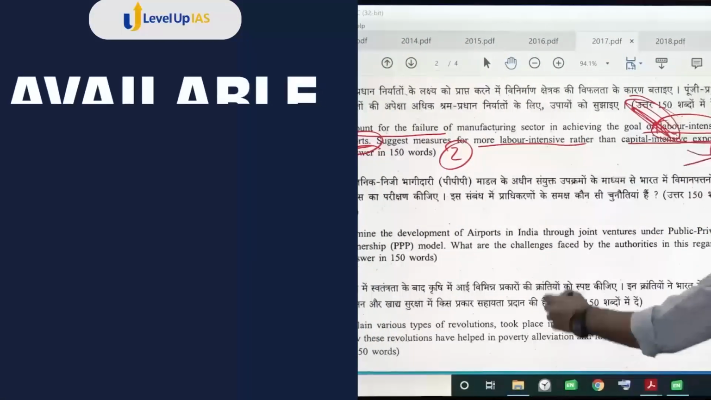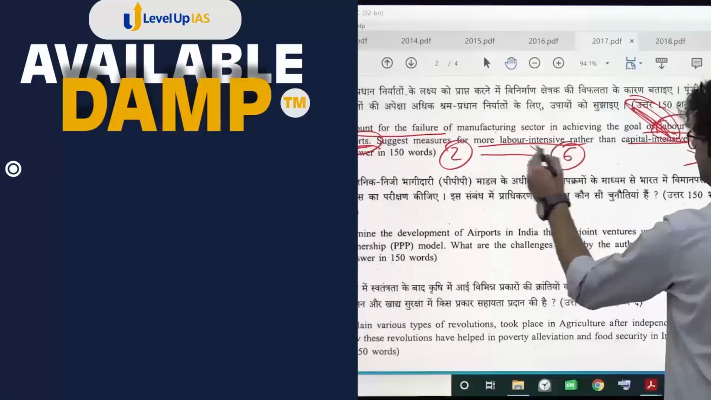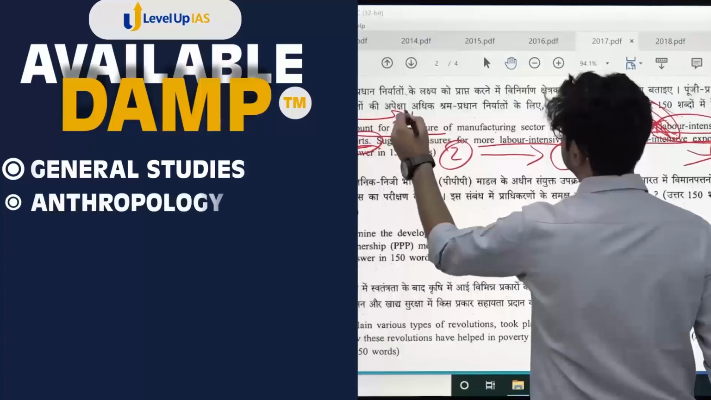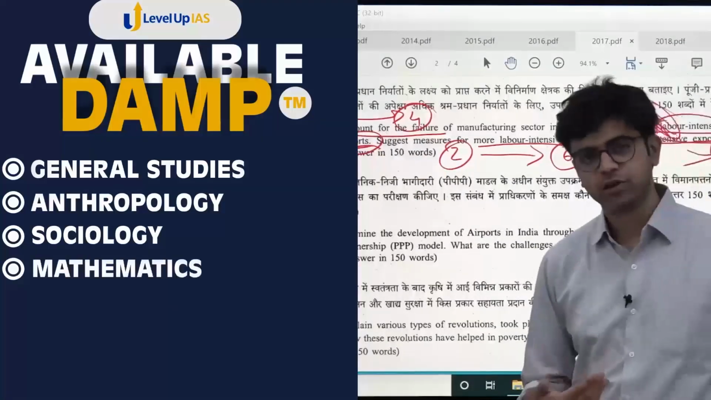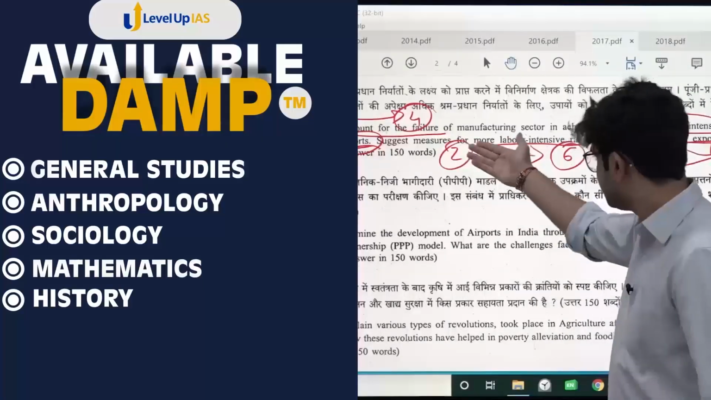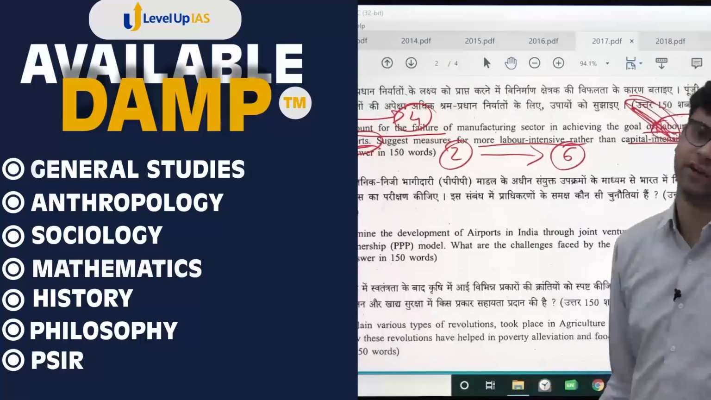So still, I feel that second part would be 6 marks and first part would be 4 marks. Accordingly, use space on your answer sheet. Make suggest measures a bigger portion in your answer compared to failure of manufacturing.